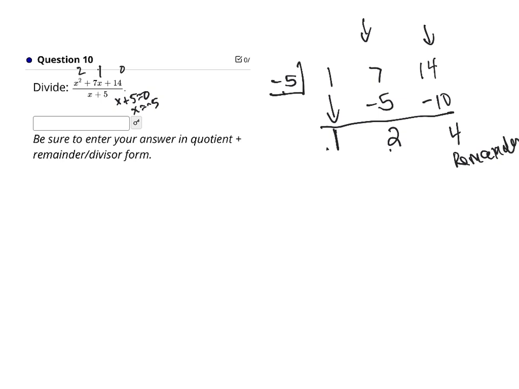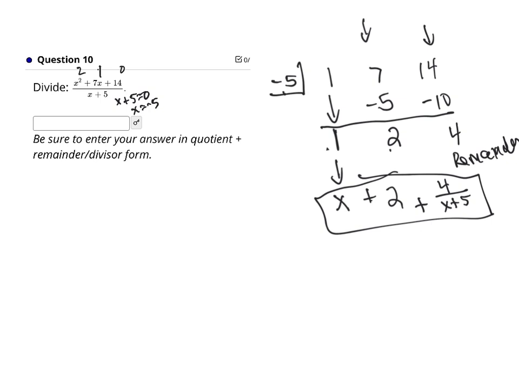So this is our remainder. Now we started off with x squared, so that means this is x. This was a plus. There's no sign. If it had been a negative, I'd put that. Didn't put a sign, so it's plus 2. And then our remainder, we're going to write plus the remainder of 4 over what we divide by, the binomial, not the -5, but the x plus 5. So that is our answer.